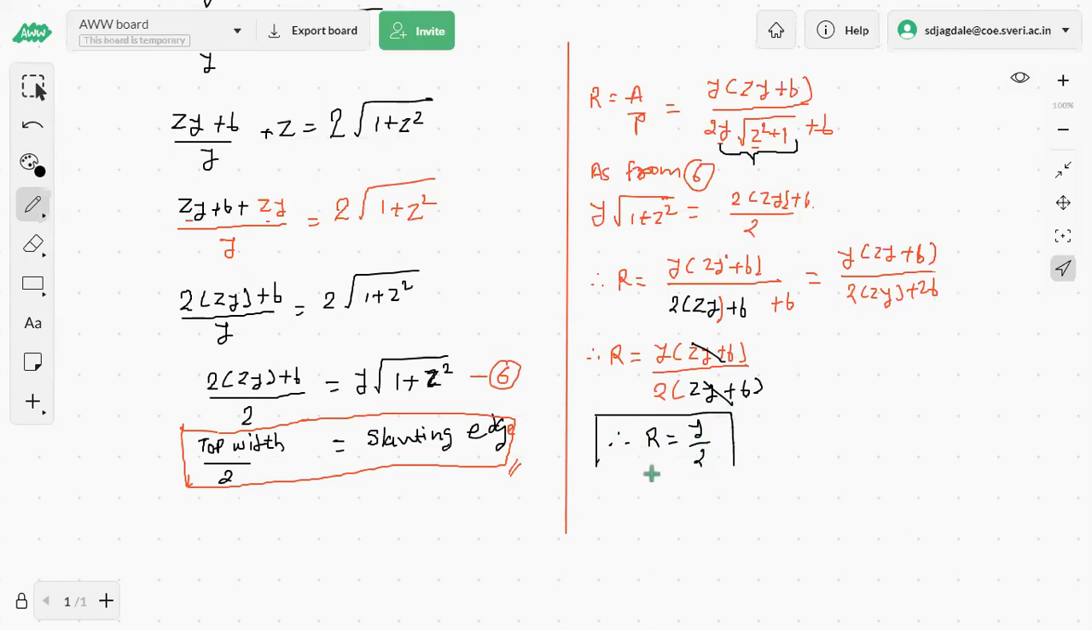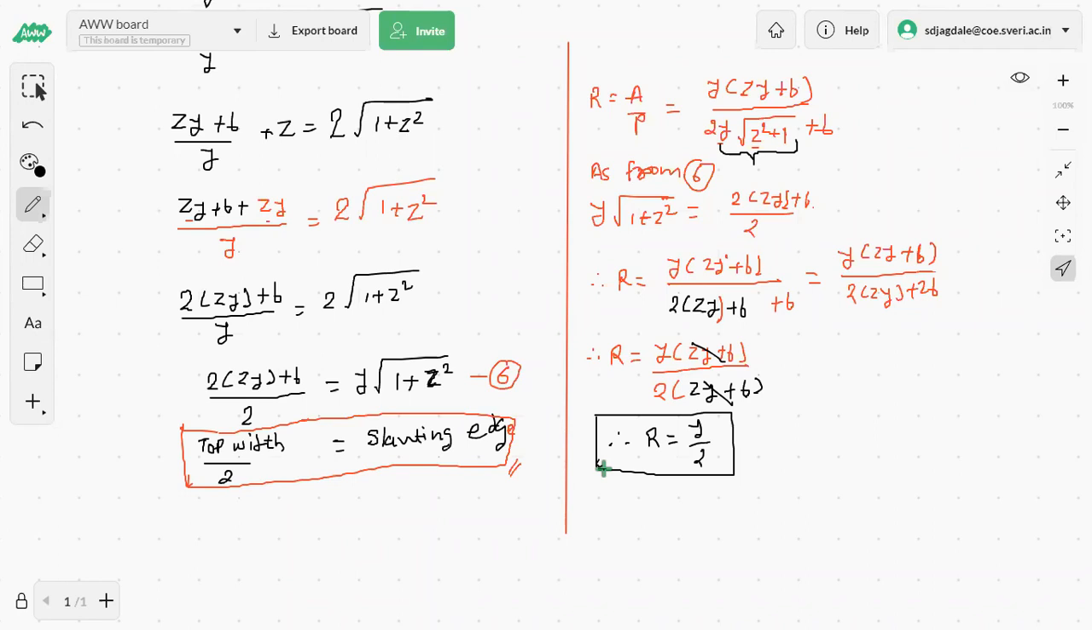It means that for a most economical trapezoidal channel section, whatever the hydraulic radius r is, that hydraulic radius r must be half of the flow depth. Then we can say that that channel section is a most economical channel section. Got it? Understood now? Yes, sir. Okay.